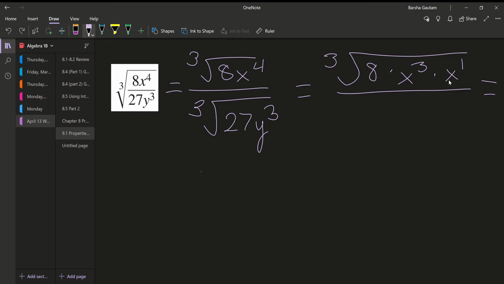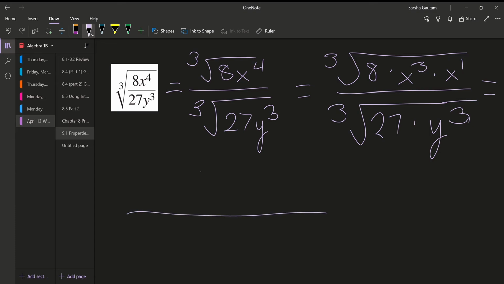See if you can identify any cubes that we can make from here. And now, let's do this. 27 times y to the power of 3. So now, pause the video and see if you can separate it yourself now. We're going to give each piece its own.